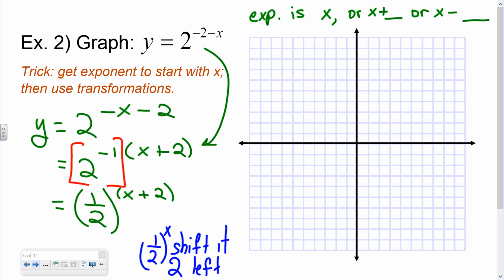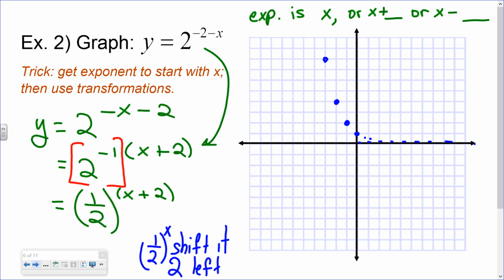So I'm going to do dots for my graph of y equals (1/2)^x. So 0, 1. Is that going to be exponential growth or decay? Decay, so -1, 2, -2, 4, -3, 8, and I'm going to have a horizontal asymptote along the x-axis. That's all I need to do for the graph that I'm going to shift. I'm not going to do it solid because it's not my final answer. Then I need to move each of these dots 2 to the left.